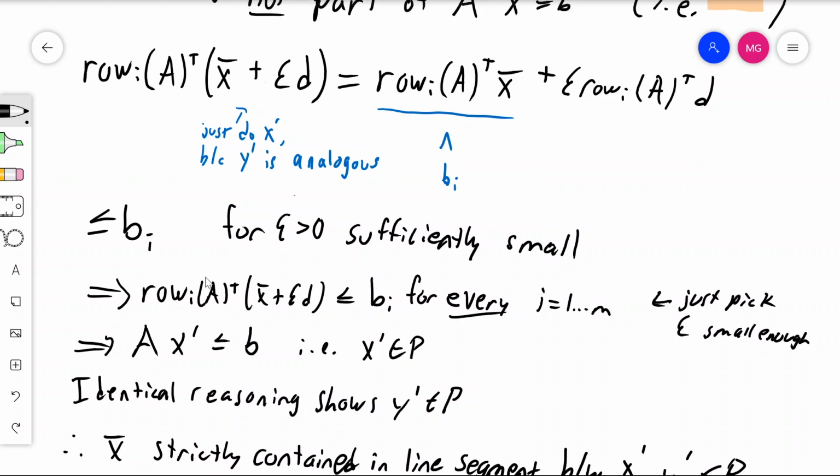So for any particular constraint rho I of a times x bar plus epsilon d, which is x prime, is less than or equal to bi for every index I from 1 to m, for all rows. So for the rows corresponding to tight constraints, it just came automatically. We didn't need to do any of this work. And for the constraints that are not tight for x bar, you just take a small enough epsilon, and then overall you just pick the smallest of all those epsilons because that will work for all the constraints, right? It might be a different epsilon for each individual constraint that we analyzed in this way, but at the end of the day, it's just a finite number of them. So just take the smallest of those, and that'll work for every constraint.